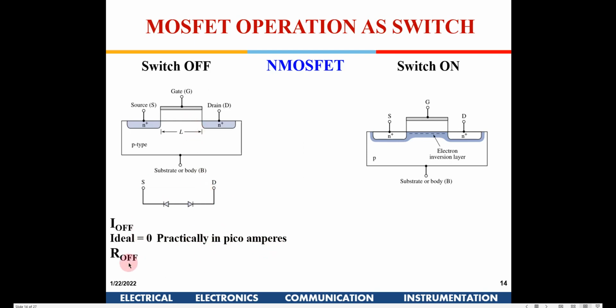Similarly, RF should ideally be infinite, but practically, since some current in picoamperes is flowing, RF will be in megaohms or gigaohms.